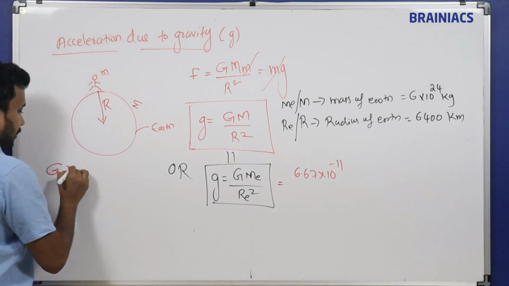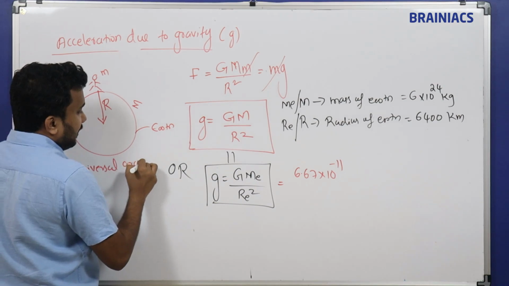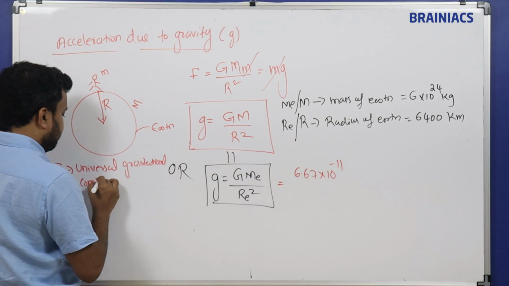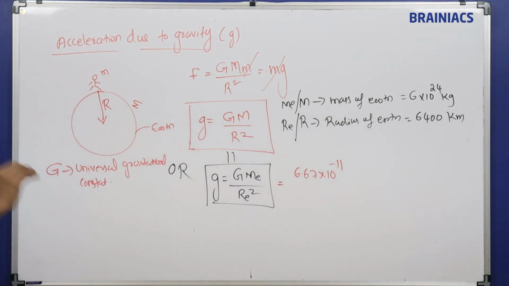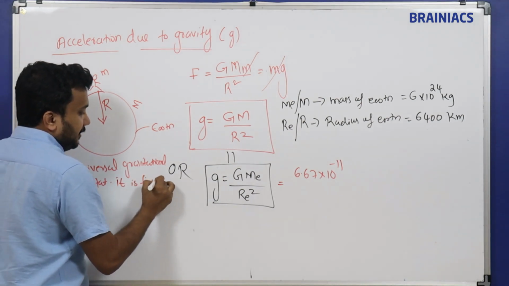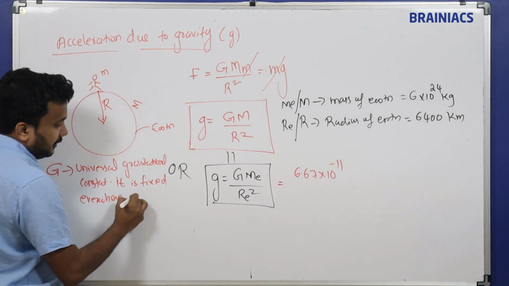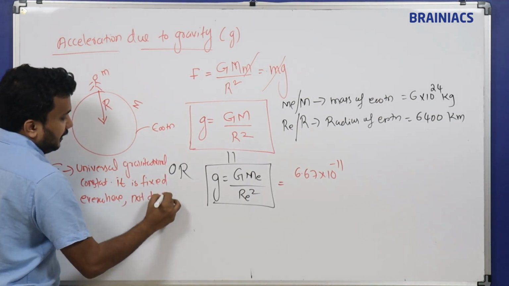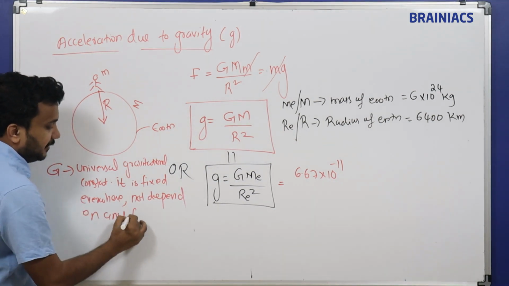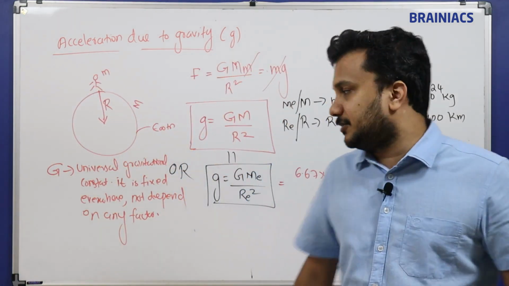Okay, so G is called the universal gravitational constant, as we already told. It is fixed everywhere, and it does not depend on any factor. It's constant. Constant means constant.